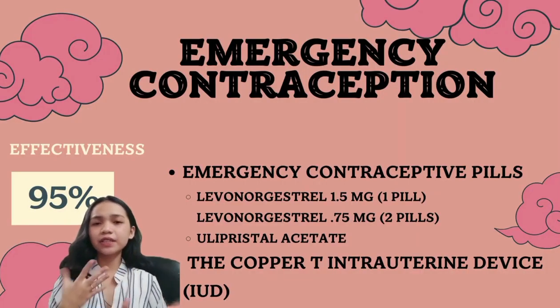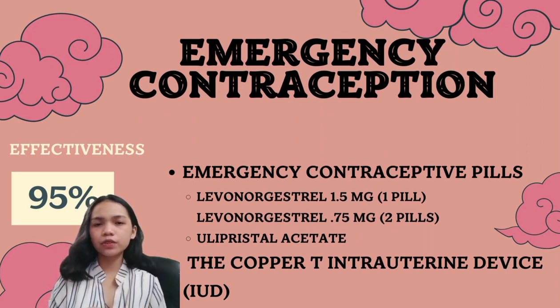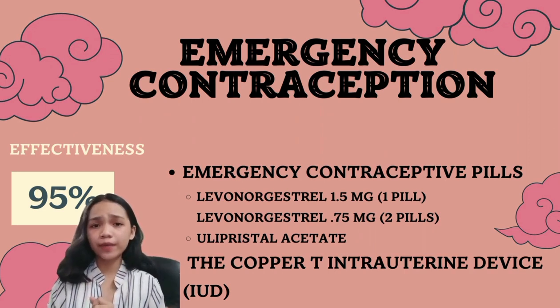And the very last, emergency contraception. Emergency contraception is birth control that a person can use after unprotected sex. If you did not use birth control or if regular birth control failed, it should be used as soon as possible within 3 to 5 days after unprotected sex to prevent pregnancy. Emergency contraception methods are more effective the sooner they are taken. Emergency contraception does not work if the person is already pregnant.